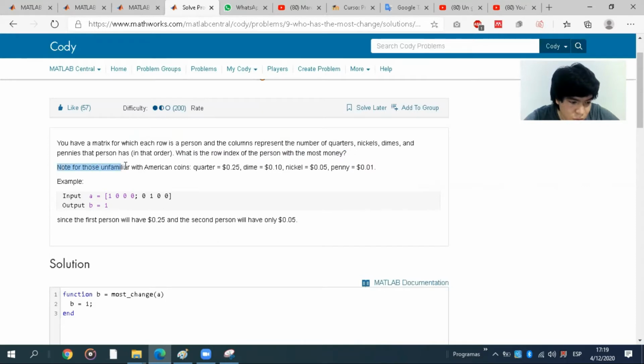And note for those unfamiliar with American coins, a quarter is a quarter of a dollar, a dime is the 10th part of a dollar, a nickel is like the 20th part of a dollar, and a penny is the 100th part of a dollar.